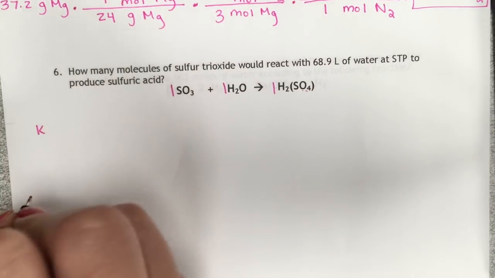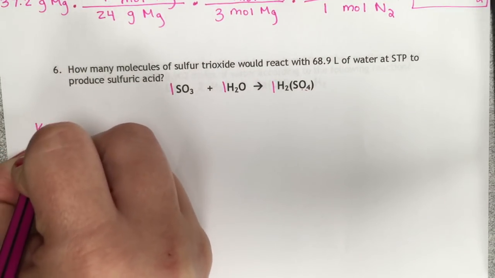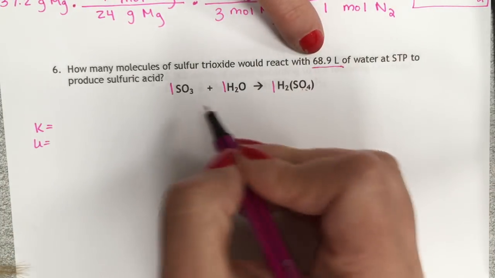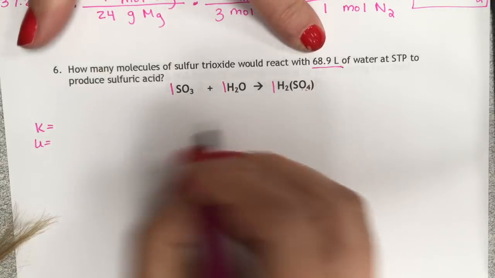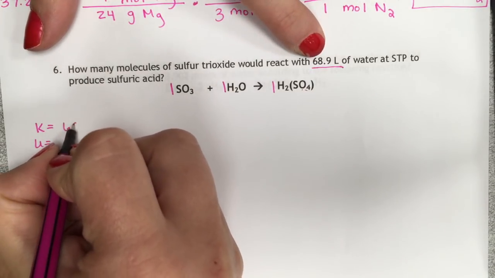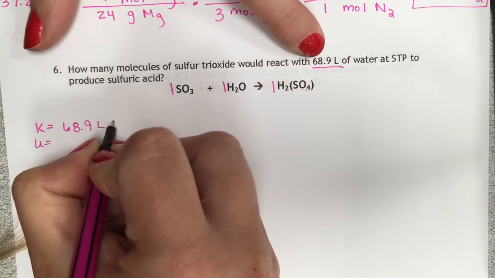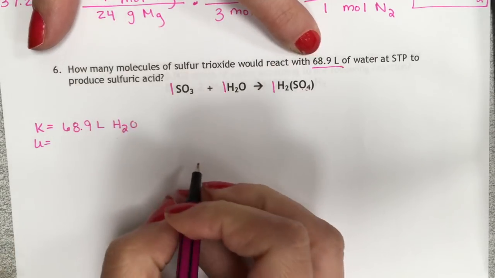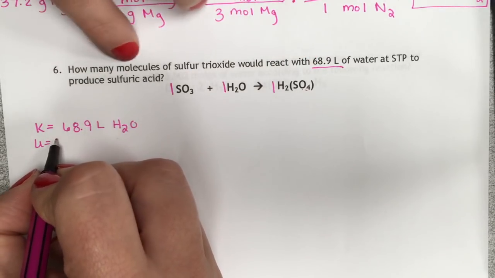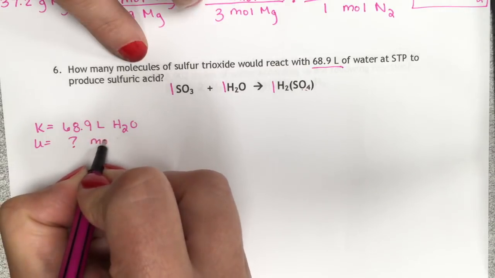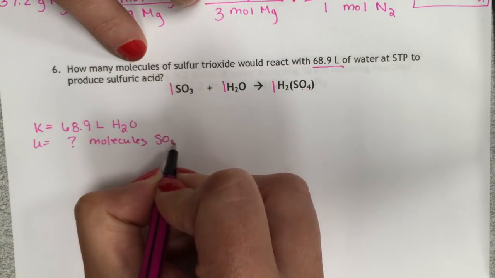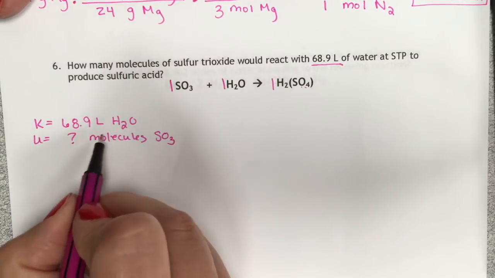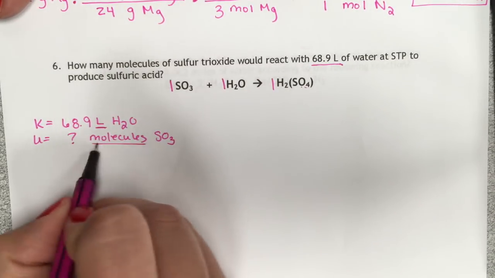Now, we have our knowns, and we have an unknown, okay? We only have one known, so we're not doing a limiting reactant or excess reactant type issue. So our known is whatever number they give us, 68.9 liters of water, okay? Our unknown is how many molecules of sulfur trioxide, okay? All right, so we're going from liters to molecules.